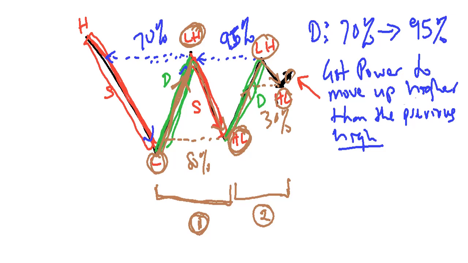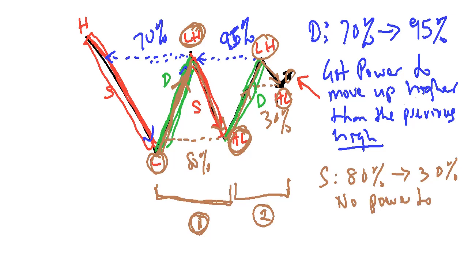So on the supply side, the supply actually decreased from 80% to 30%. What does that tell us? It does not have any power to move down. To be more precise, I would say no power to move down lower than the previous low.